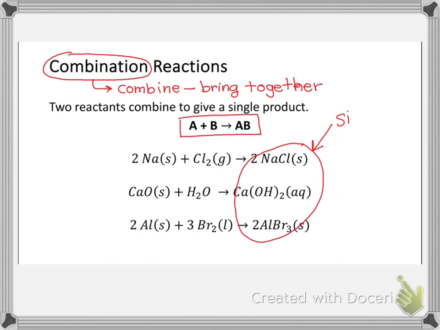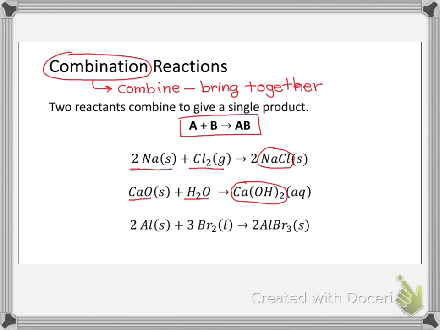I'm going to erase that so we can look a little more clearly. Here my reactants are on the left, so I'm reacting sodium and chlorine, and I make sodium chloride. Right here, this is calcium oxide and water. I have 2 reactants, and I make calcium hydroxide. Aluminum and bromine, 2 reactants to make aluminum bromide. So again, all you have to be able to do is identify these types of reactions. If I gave you one of the equations on this page, you could look at it and say, oh, that represents a combination reaction. You do not need to be able to predict the products for these.